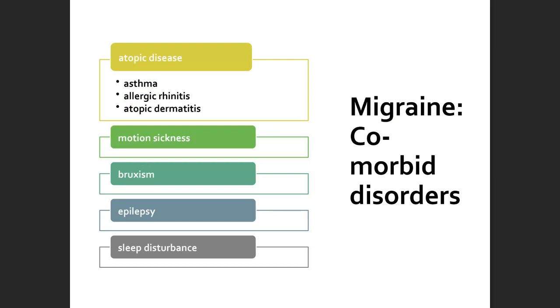Migraine is not an atopic disorder, but it is associated with atopic disease quite frequently. So migraineurs often will have a history of asthma, allergic rhinitis, or atopic dermatitis. They often have a history of motion sickness, teeth grinding. Epilepsy is not common, but it's an associated disorder, as well as sleep disturbance.